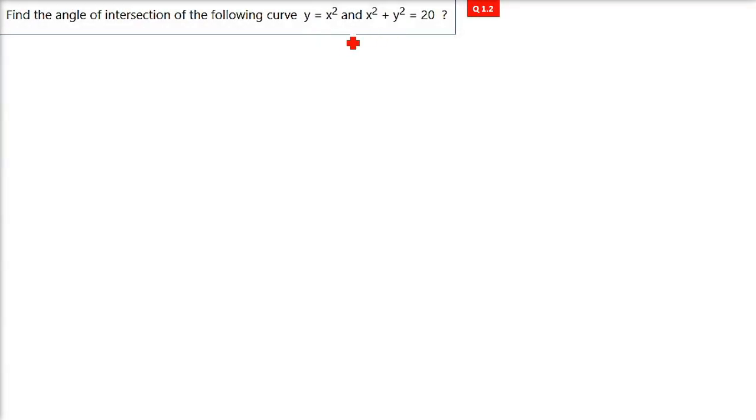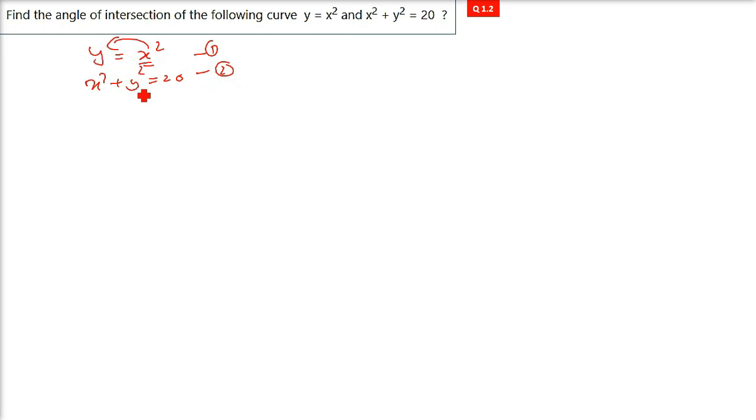The second question is y is equal to x square and x square plus y square equals 20. First we have to find out the intersection points. There are two curves, so there will be intersection points. Just combine these two and try to find out the values of x and y. y is equal to x square, you can call it x square equals y. So you can put x square as y in the second equation. It will be y plus y square equals 20.